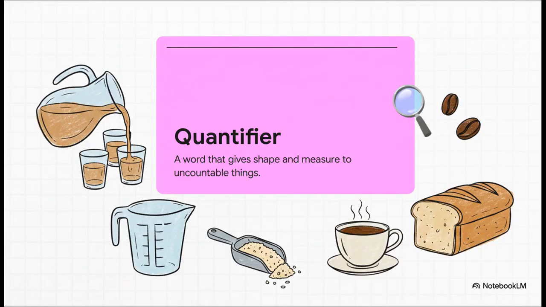The answer is this awesome little word called a quantifier, and it's really the hero of our story today. Think of it like a container or a measuring cup. It's a word that gives shape and size to something that doesn't have a clear shape or size. It's the key that unlocks it all.